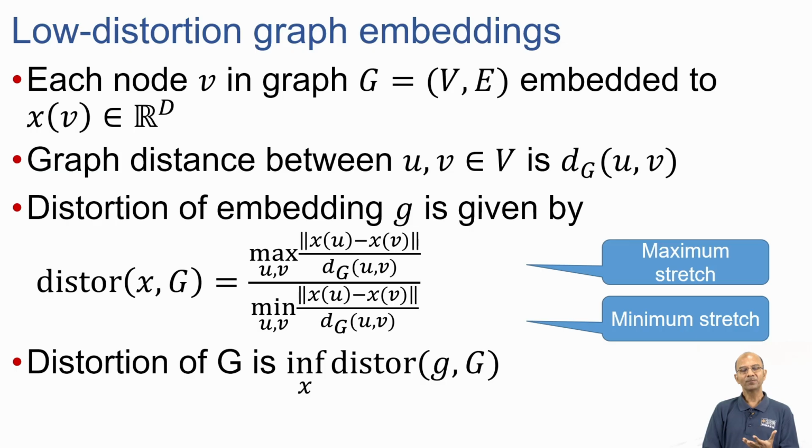Let's start with a brief review, without any proofs, of the theoretical results known, which show that low distortion embeddings may be quite difficult in the sense of Euclidean distance distortion. Suppose a graph G, which is characterized by nodes V and edges E, has a single node like small v, and that node is embedded to a vector x of v in d dimensions in some Euclidean space. The graph distance between u and v is called d sub G of u and v. For example, this could be the shortest path distance.